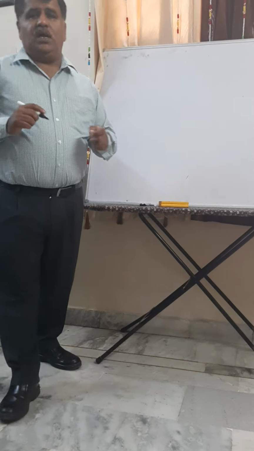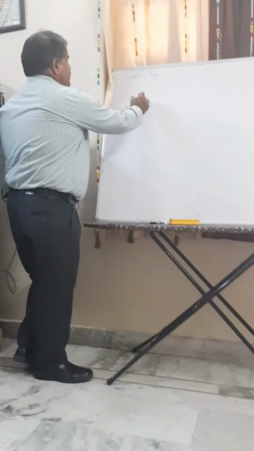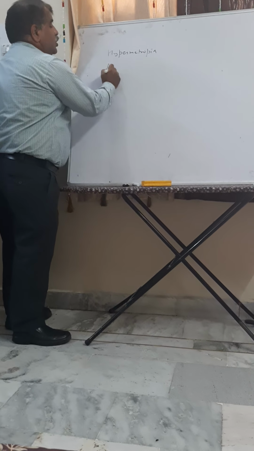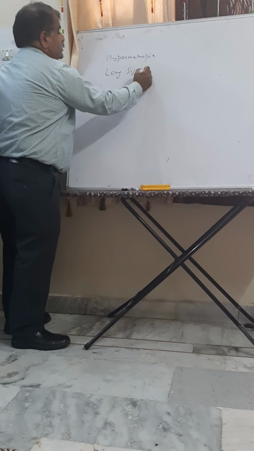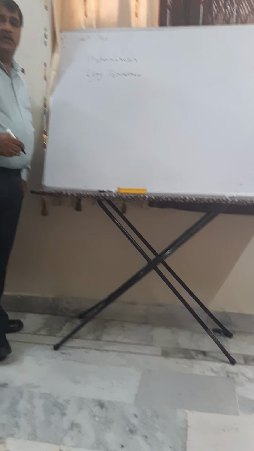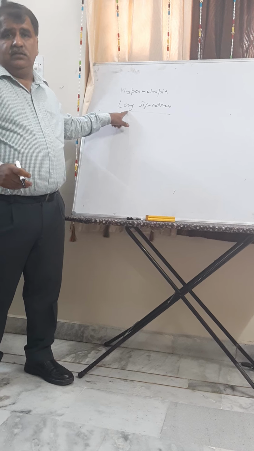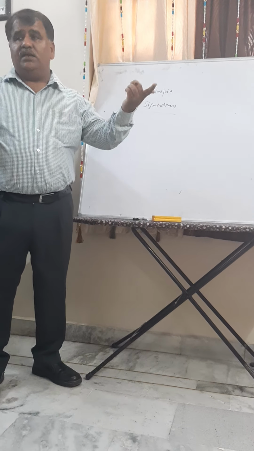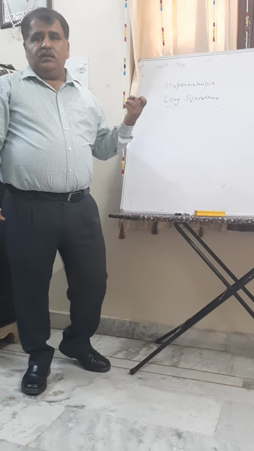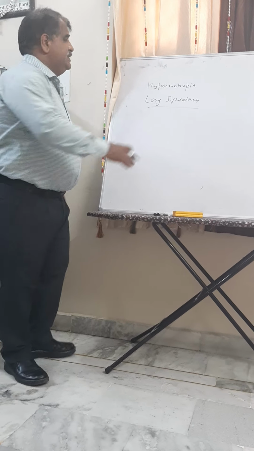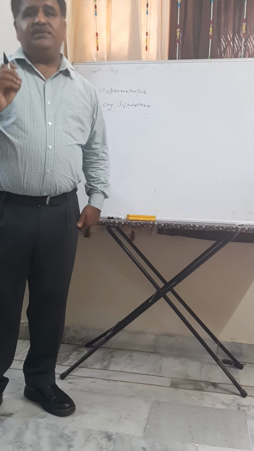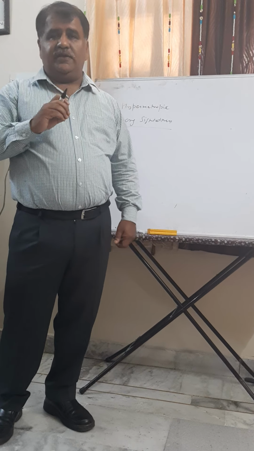Today we are going to start with hypermetropia. Hypermetropia is what? Long sightedness. Long sightedness means a person can see distant objects clearly but cannot see nearby objects clearly. So hypermetropia is defined as that defect of vision in which a person can see distant objects clearly but cannot see nearby objects clearly.